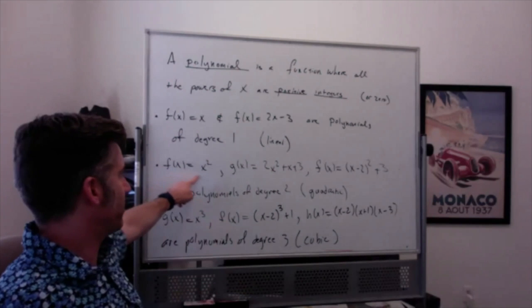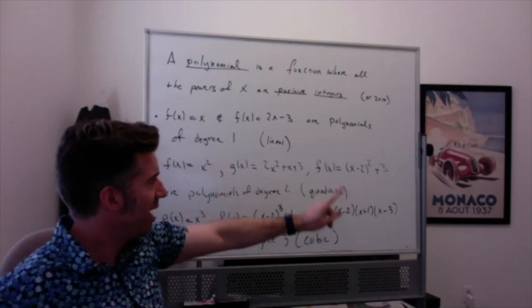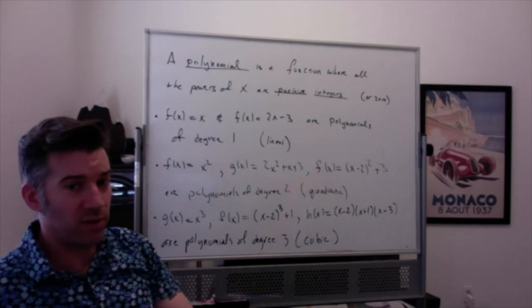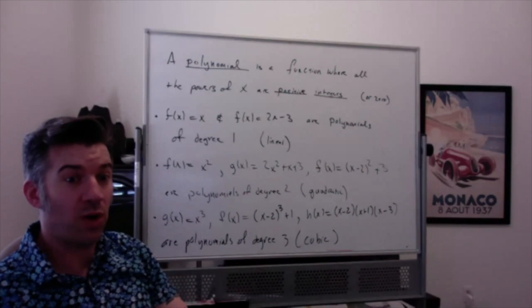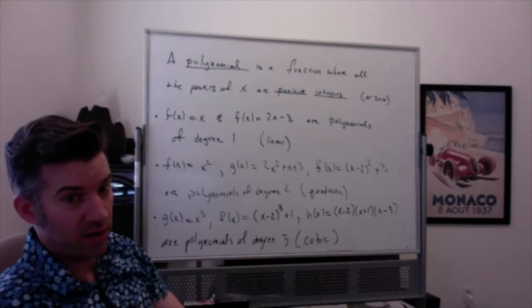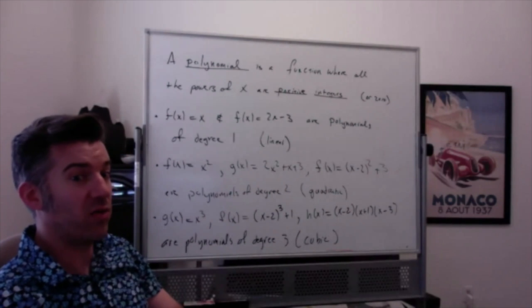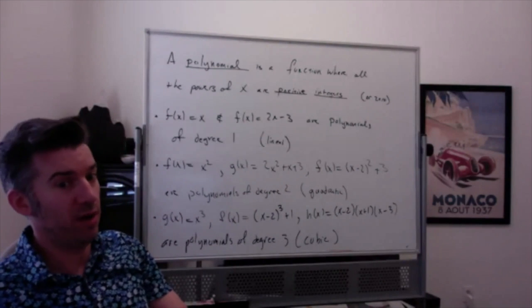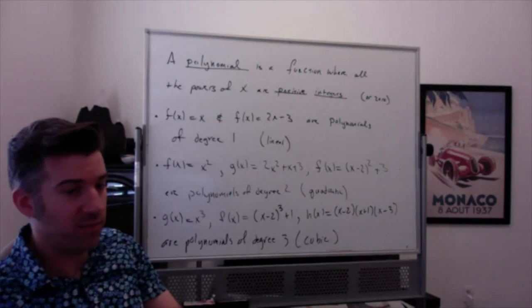These ones, f of x equal to x squared, g of x equal to 2x squared plus x plus 3, and f of x equal to (x minus 2) squared plus 3, those are all polynomials of degree 2, also known as quadratic polynomials. And they're degree 2 polynomials because the highest power of x is 2, and all the other powers of x are positive integers or 0. We don't write the x's to the zeros, but they are there.